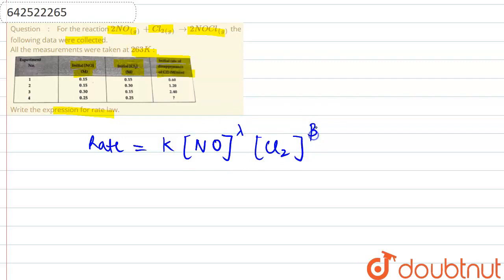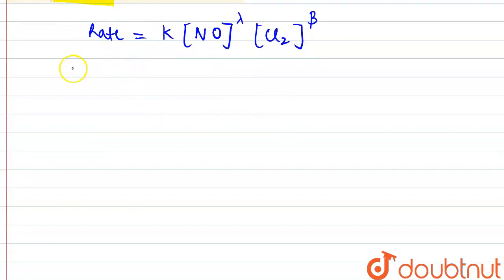Okay, so the rate law expression would be written as rate = K, where K is the rate constant, times the concentration of NO raised to the power of its respective order, which we can take as alpha over here, times the concentration of chlorine raised to the power beta. This is the rate law, so we have to find this alpha and beta.